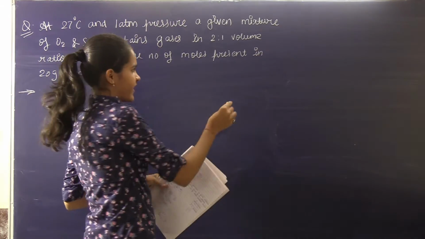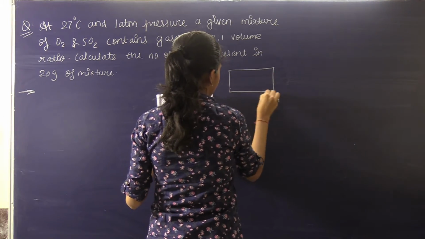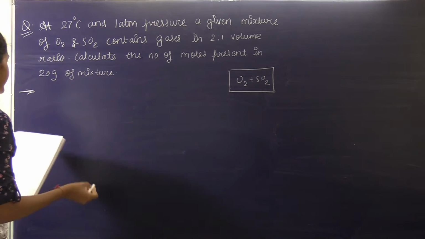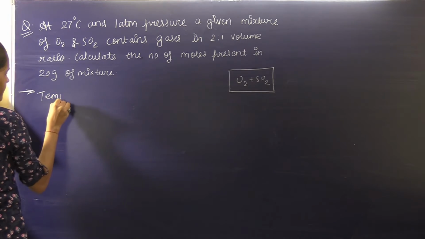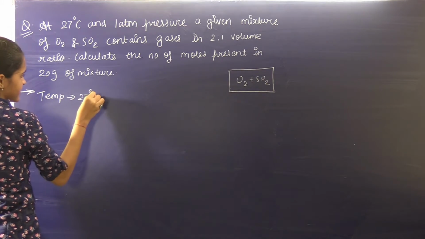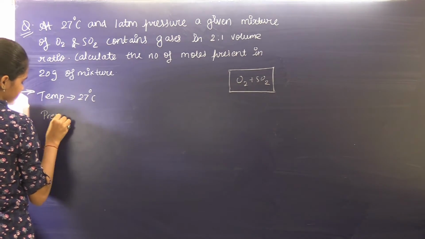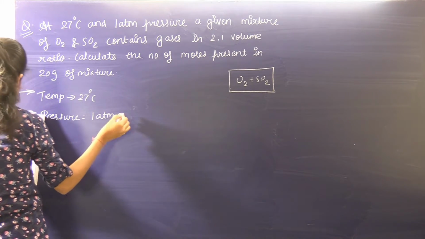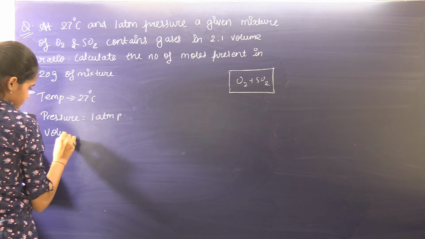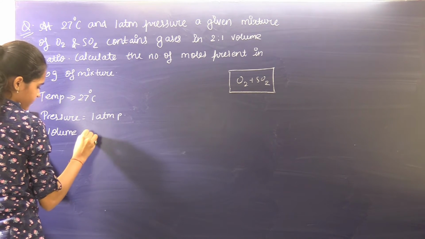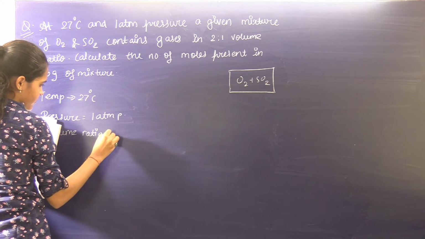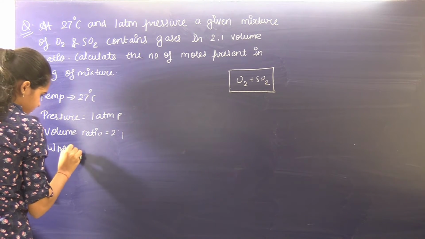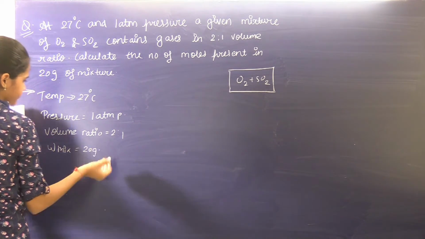So there is a mixture of gas O2 plus SO2. Given temperature 27 degrees Celsius, pressure is equal to 1 atmospheric pressure, volume ratio 2 is to 1, and weight of the mixture is equal to 20 gram.